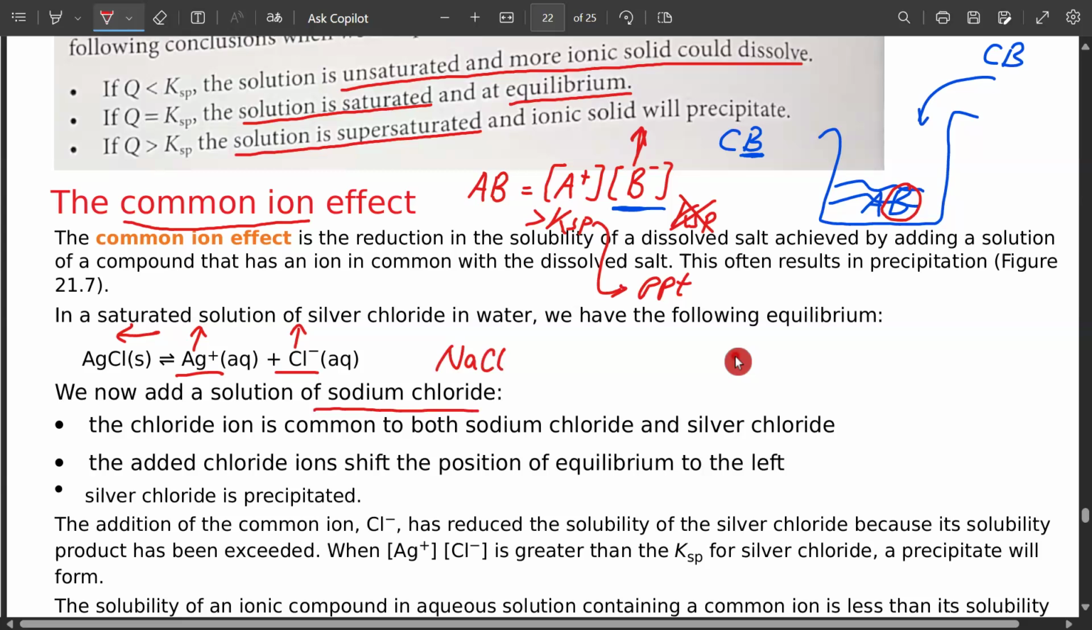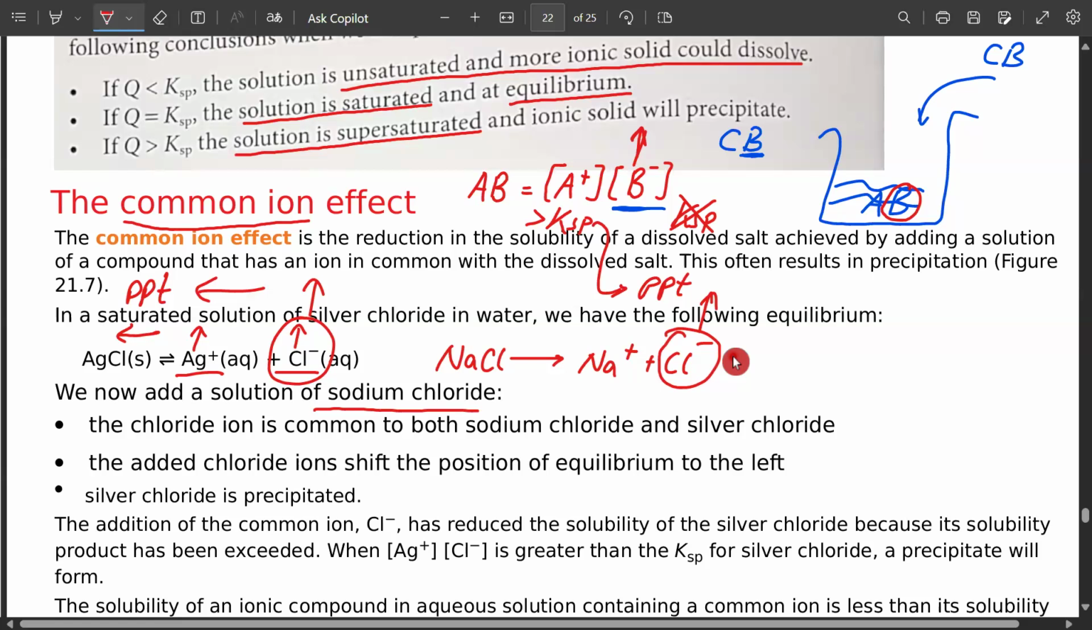NaCl is a very soluble compound, and it dissociates completely into sodium ions and chloride ions. So just by adding sodium chloride into this AgCl, the amount of the chloride ion will increase. There's an increase in the chloride ion. By increasing the chloride ion, the equilibrium will shift towards the left side, and it will then be precipitated. So a precipitate of the AgCl will be obtained.